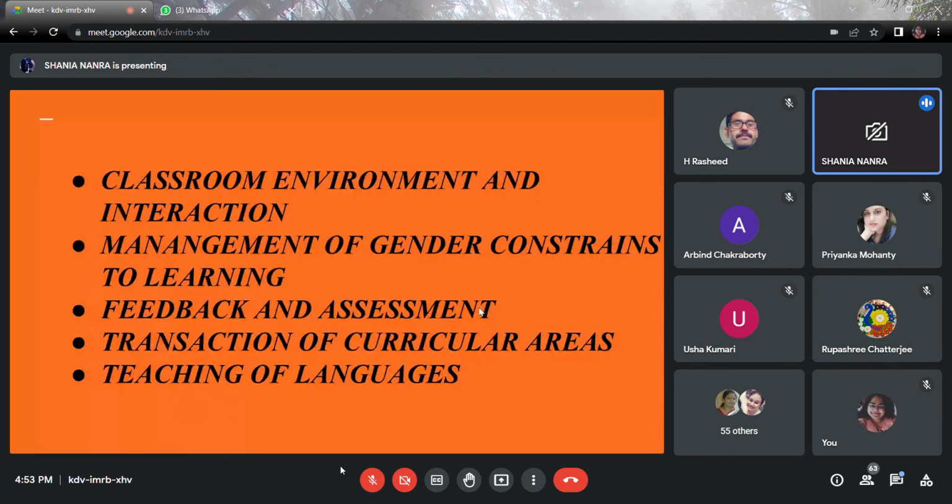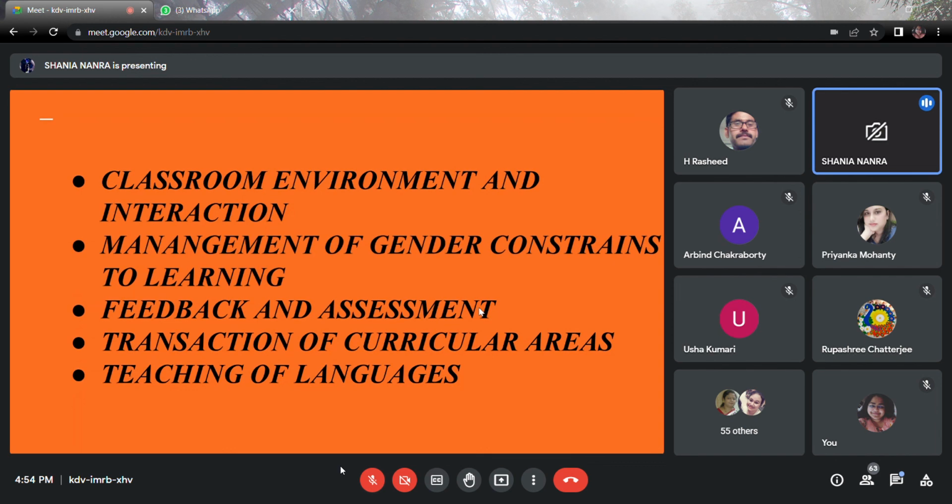Transaction of curricular areas. While transacting various subjects like language, mathematics, and other subjects, the educator should see to it that her teaching is free of gender bias. It's not gender biased while portraying anything.